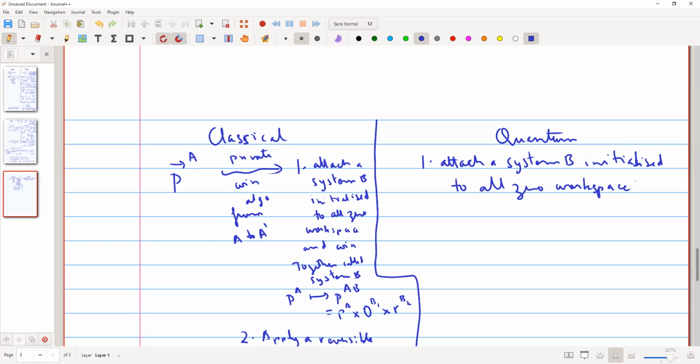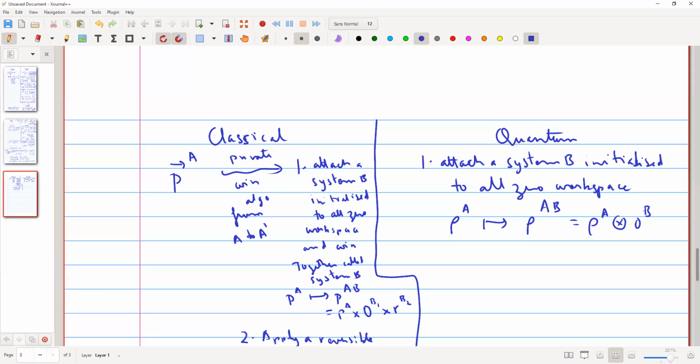It will become clear slowly as you develop the mathematical formalism that we don't need to talk of a separate coin or separate source of private randomness or anything. All we need is to attach some all zero workspace. That is B. So what is happening is rho A is now going to rho AB, which is nothing but rho A tensor what I'll still call 0 on B.